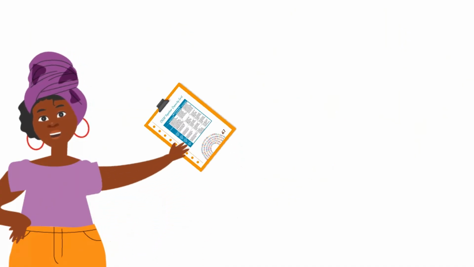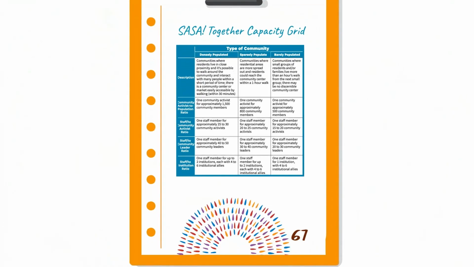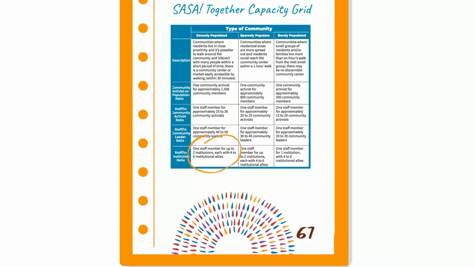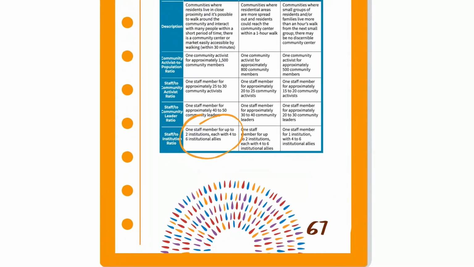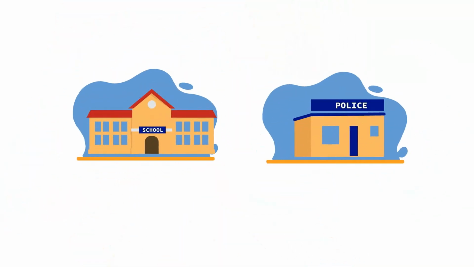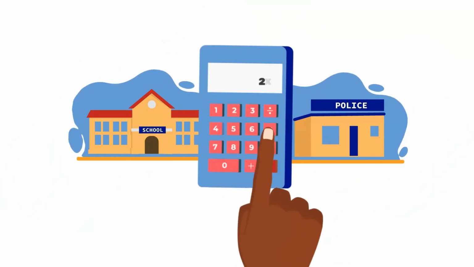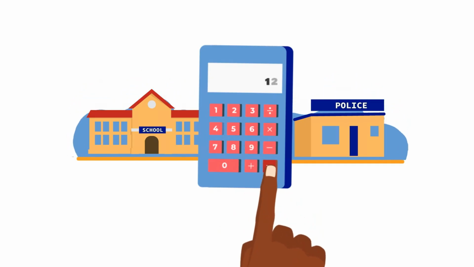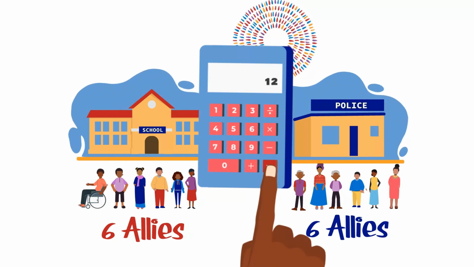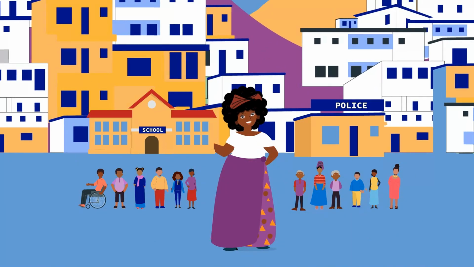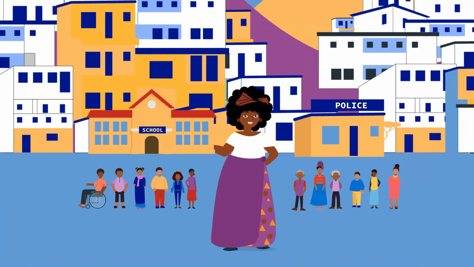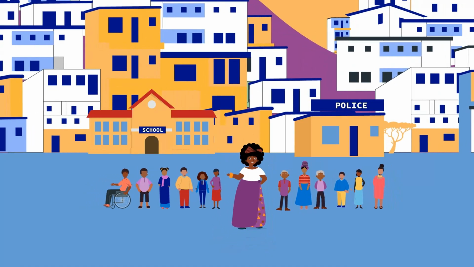Finally, Grace thinks about how her program will work with institutions. Grace looks at the next row in the capacity grid about institutions and allies. Grace knows that working with institutions can be challenging and time-consuming, so chooses only 2 institutions. Within each of those institutions, Grace figures she will need 6 allies each, so 12 institutional allies altogether. Grace factors in 1 more member of staff to support these allies and guide the work with institutions.